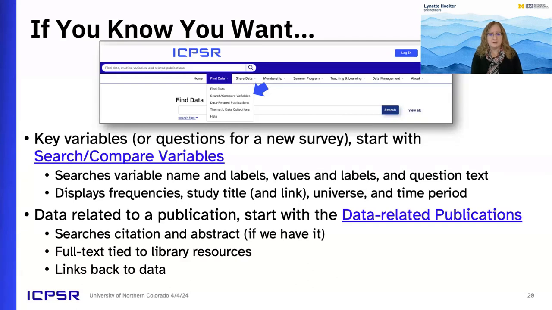If you have a particular publication that you like, you might want to start with the publications. Also, students find starting with the data-related publications database is a little bit more intuitive because it's closer to your typical library database. And all those options are in that drop-down from the Find Data tab.